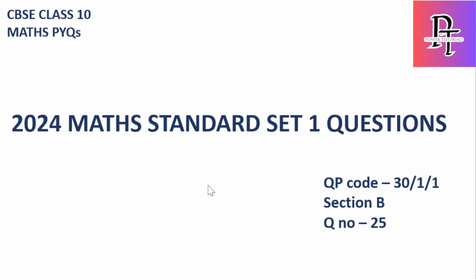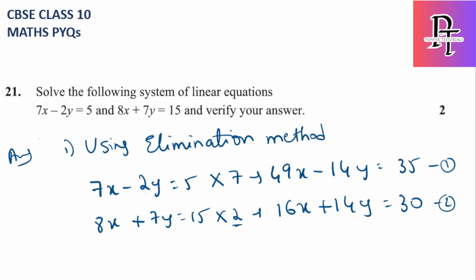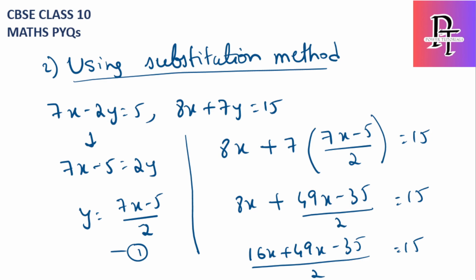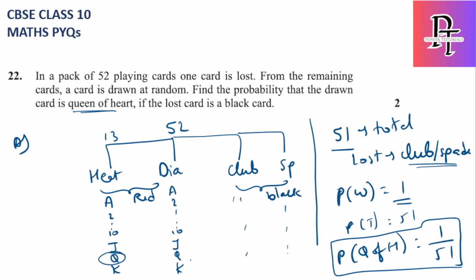So today we are going to see question number 25 of 2024 Maths Standard Set 1 questions. In the previous videos I have covered question number 21. I have explained in detail what is elimination and substitution method, and question number 22 is a probability question, that is a pack of cards question. I have explained that part as well.